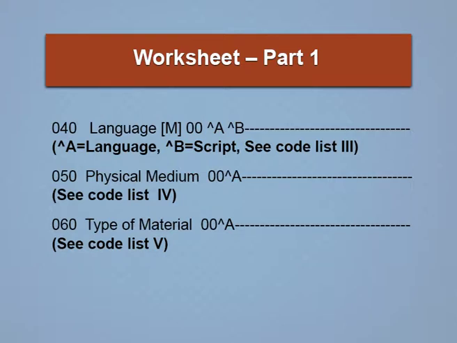It has got two subfields, caret A and caret B. Caret A is the name of the language and caret B is the script of the language. Here, in both cases, you cannot write the language name in word format. For example, if this document is available in English, I cannot write ENGLISH, or if it is available in Hindi, I cannot write HINDI.